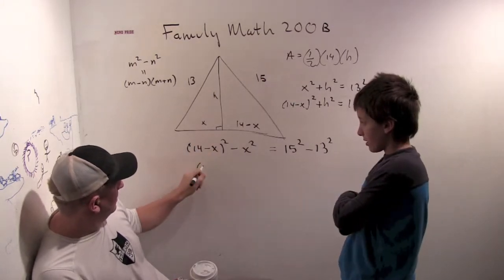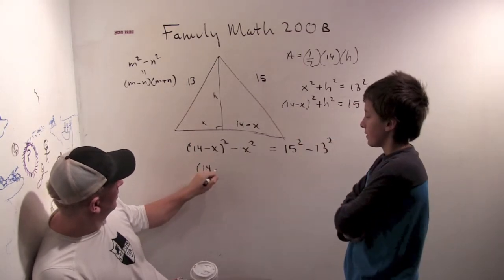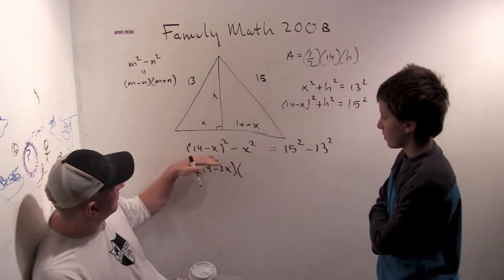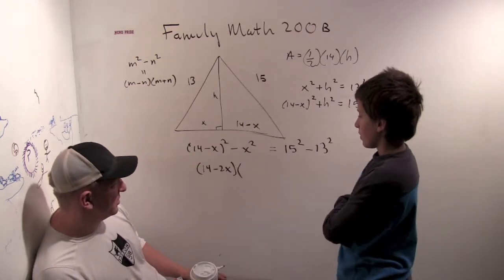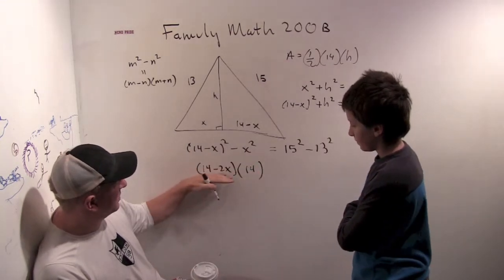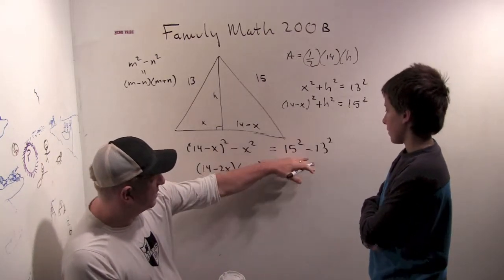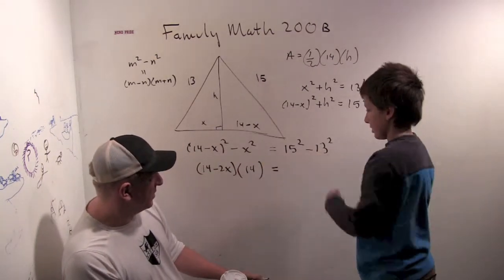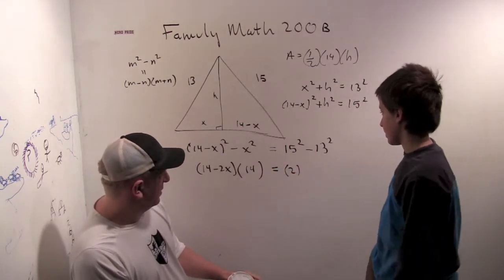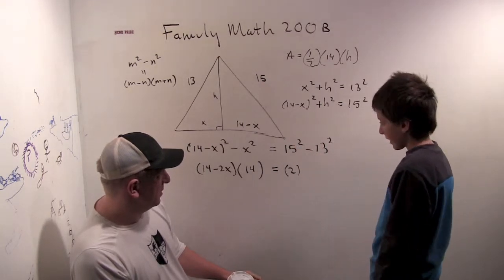Wait, 14 minus 2x, because it's 14 minus x minus x. Now we do 14 minus x plus x, which is 14. So this factors into (14 minus 2x) times 14, which is really cool. How about this side? Well, 15 minus 13 is 2, times 15 plus 13 is 28.